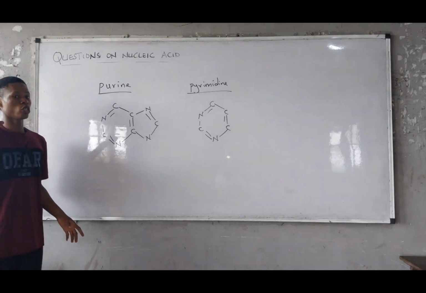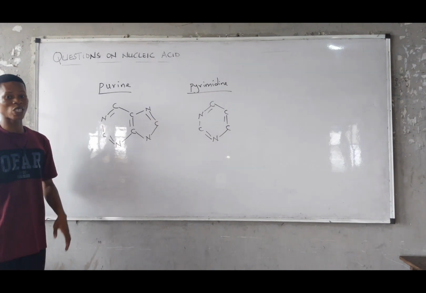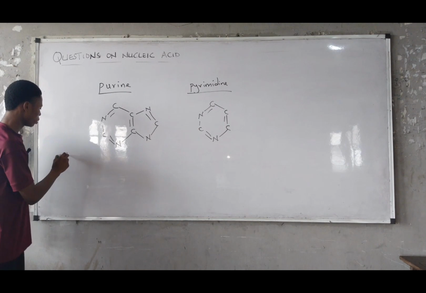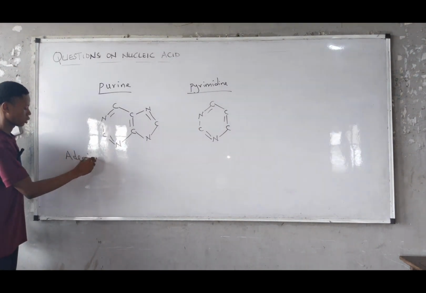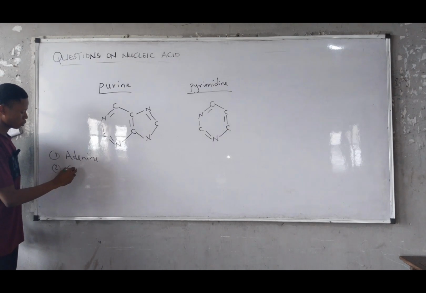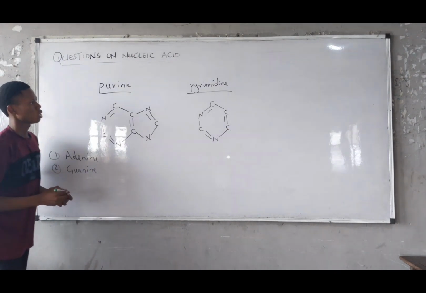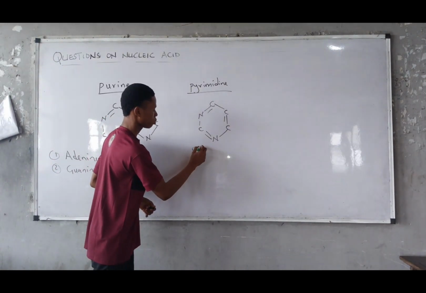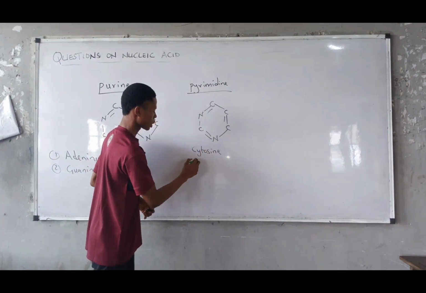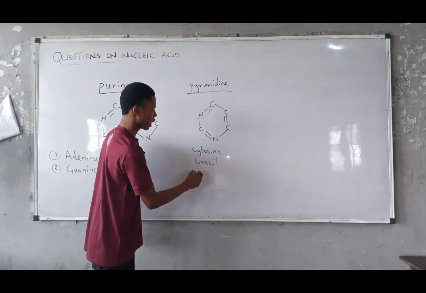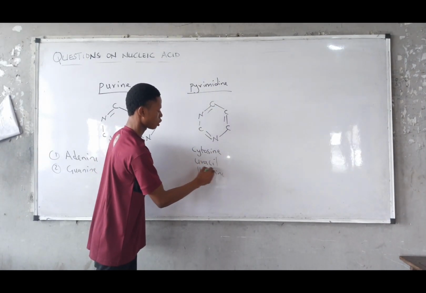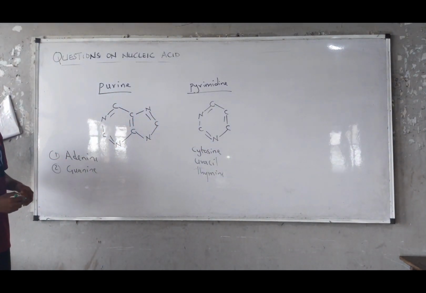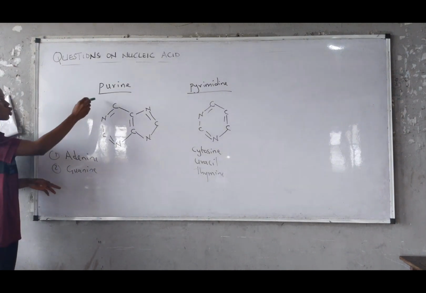Now, if that question had asked to differentiate between purines and pyrimidines using specific examples, the examples of purine are adenine and guanine. These are the two basic examples. Then the examples of pyrimidine are cytosine, uracil, and thymine. So adenine and guanine are two examples of purine.